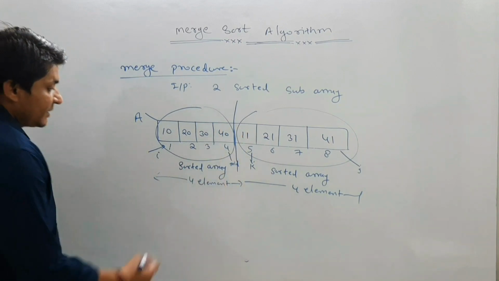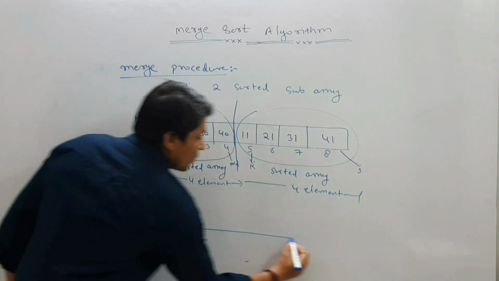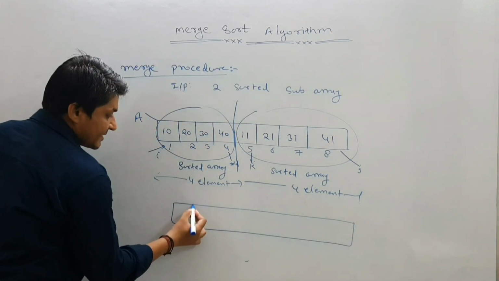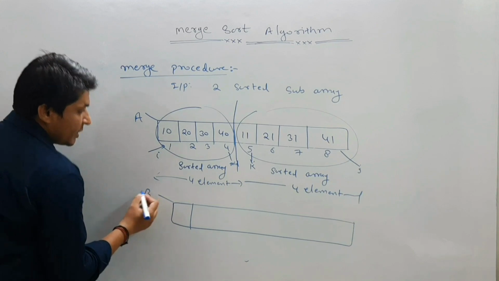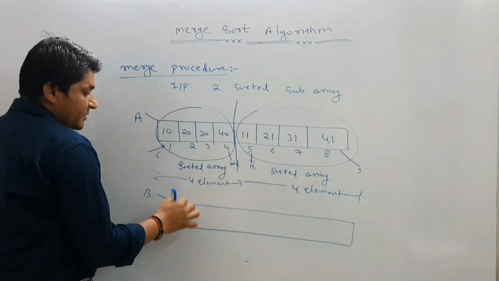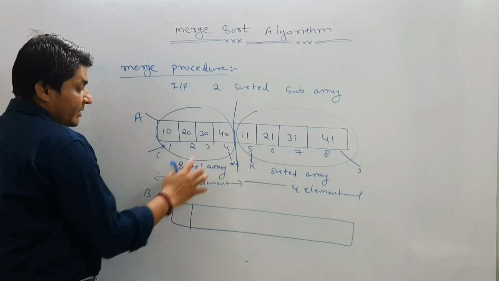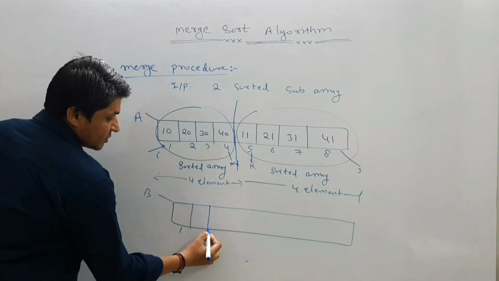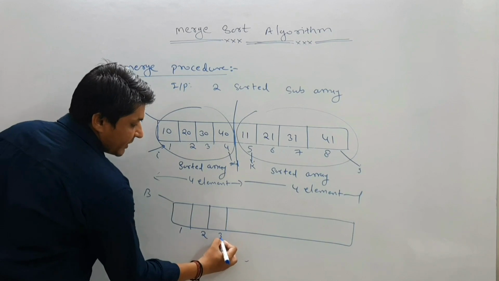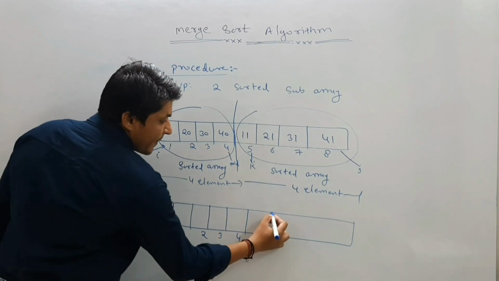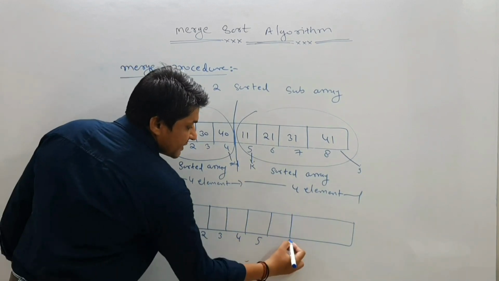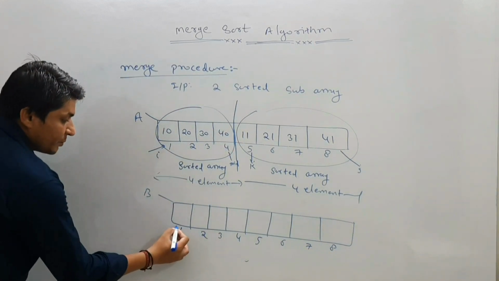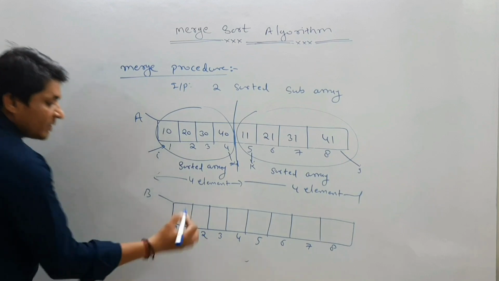Now we need to merge these two sorted arrays in one array of size 8. So let us take an array of size 8. The name of the array is B. Now we need to copy all the elements from these two sorted subarrays to this common array B. So this is 1, 2, 3, 4, 5, 6, 7, and this is 8. Let's suppose P is a pointer which is pointing to the index number 1.